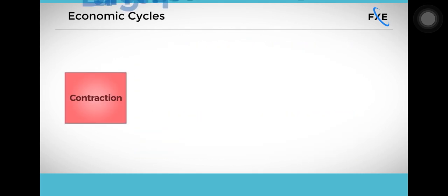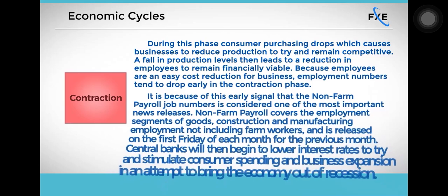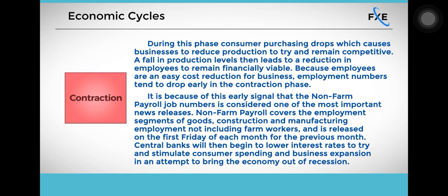The next phase of the cycle is contraction. During this phase, consumer purchasing drops, which causes businesses to reduce production to try and remain competitive. A fall in production levels then leads to a reduction in employees to remain financially viable. Because employees are an easy cost reduction for business, employment numbers tend to drop early in the contraction phase.